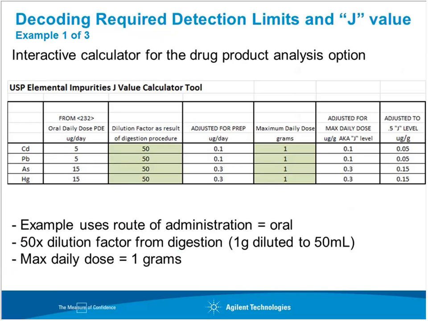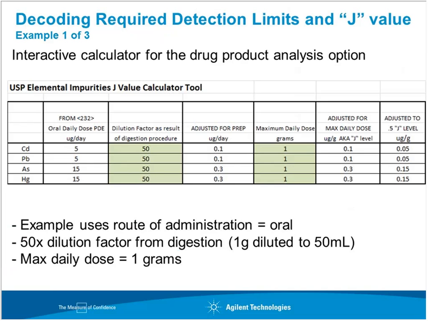So I want to run through quickly an example of calculating the J value. So we're going to look at 3 different examples here. And this is an interactive calculator that we have available. There's going to be some assumptions here. The first assumption is this is an oral daily dose. So the limits will be slightly higher because of that. And we have to put in our dilution factor as a result of the digestion procedure. So for this example, the digestion procedure was 1 gram into 50 mL. So we can see that yields a 50x factor. And so that's going to drop our level down to 0.1 micrograms per day once it's adjusted for the prep.